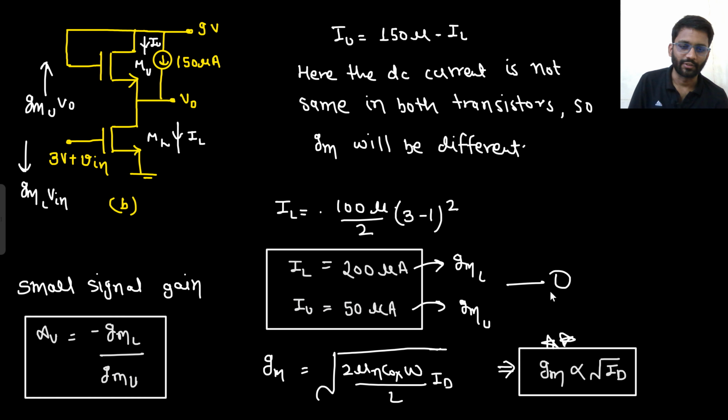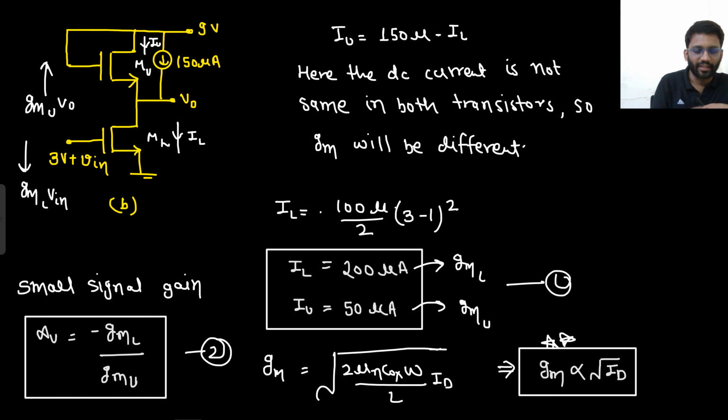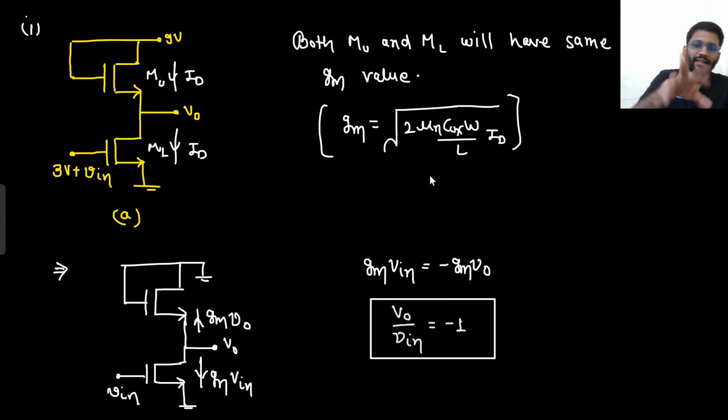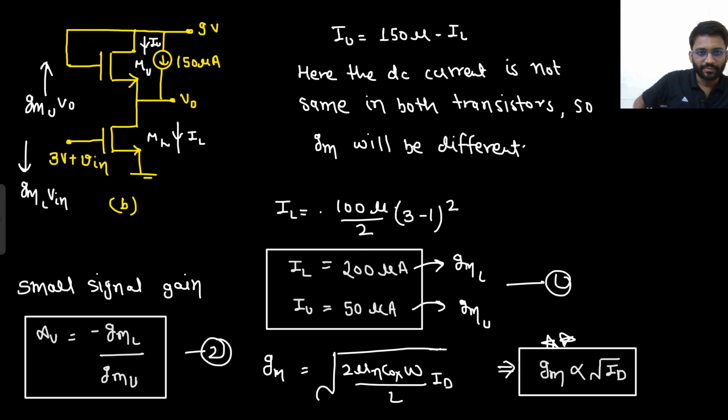Let's call this equation 1, this equation 2. So what was different here? Here both of the transistors did not have the same current. If both of the transistors had the same current, then the GM value would have been the same, right? Root 2 mu COX W by L root ID. Now both of them have different currents. Then what was the task? You need to determine the current in both of them. One was having 200 microampere, the other one was having 50 microampere. By this formula, we got to know that GM is proportional to root ID.